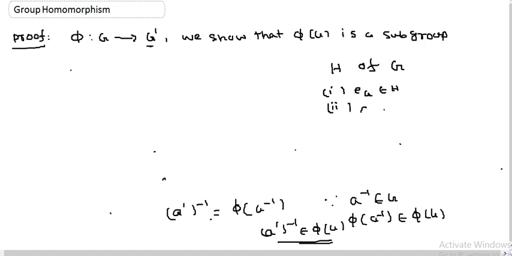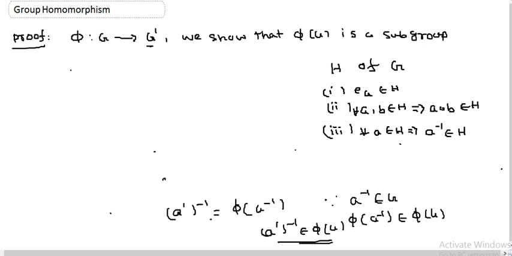Second condition, you have to check that if two elements a and b belong to H, then a composed with b belongs to H, and this is true for all a, b. And the third condition is that for all a belonging to the set H, the a inverse has to be in the set H. If these three conditions hold, then H is a subgroup of G, and if H is a subgroup of G, these three conditions also hold. So this is an if and only if condition. To check whether a subset is a subgroup or not, you have to check these three conditions.